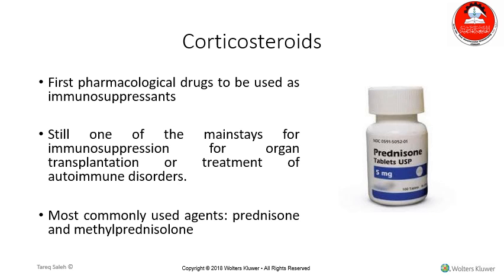However, they are still considered one of the mainstay treatments used for immunosuppression in cases of organ transplantation. The most common forms of corticosteroids used are the drugs prednisone and methylprednisolone. Both prednisone and methylprednisolone have multiple uses, and you will be learning about corticosteroids in more detail when you take the endocrine system.